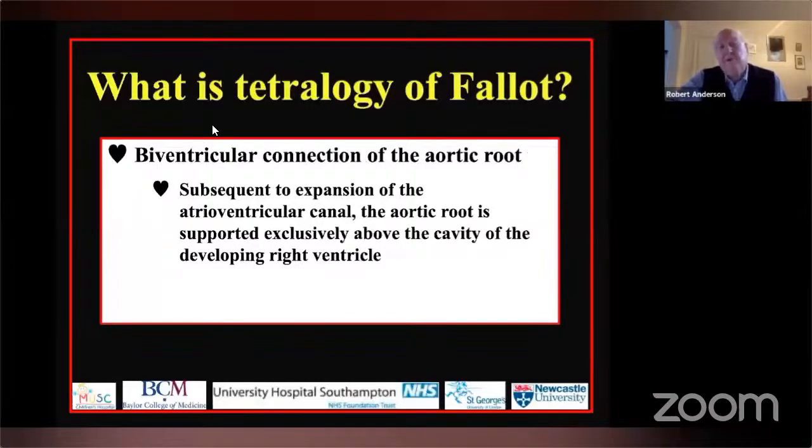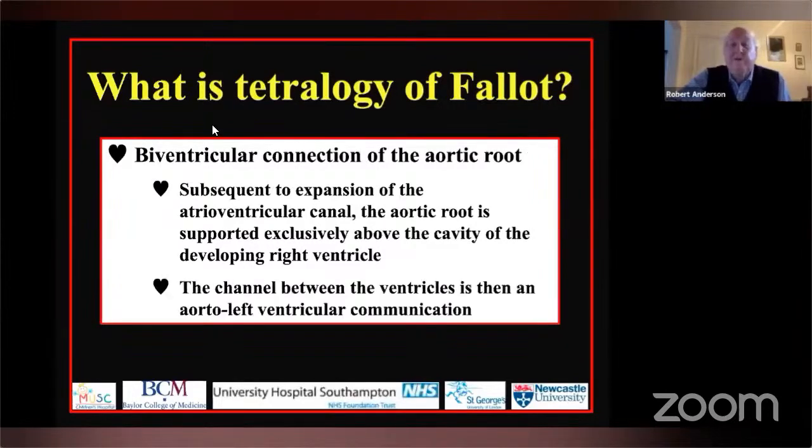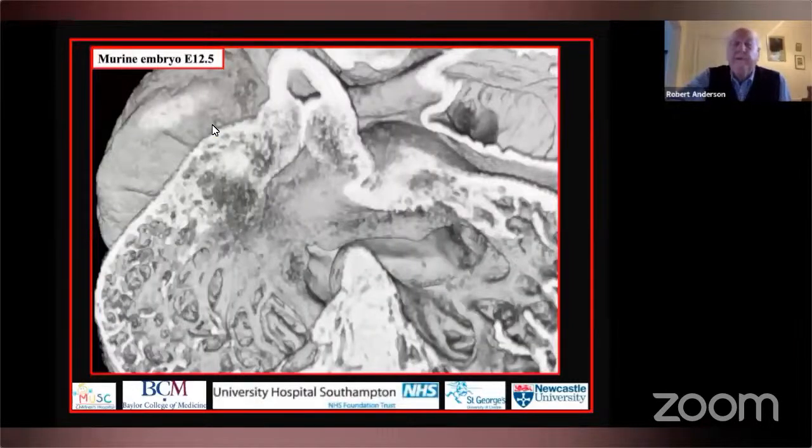Why does the aortic root have a biventricular connection? It has this biventricular connection because initially it's supported exclusively above the cavity of the developing right ventricle. And then the channel that persists between the ventricles, which subsequent to the expansion of the atrioventricular canal is the secondary interventricular communication, is the outflow tract for the left ventricle.